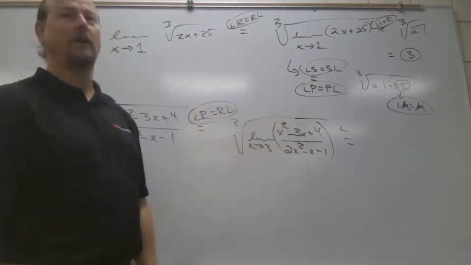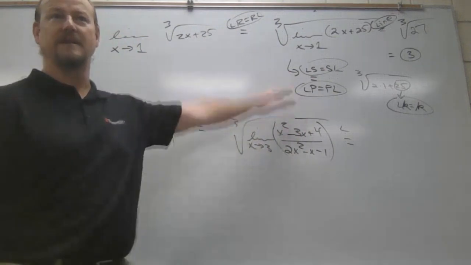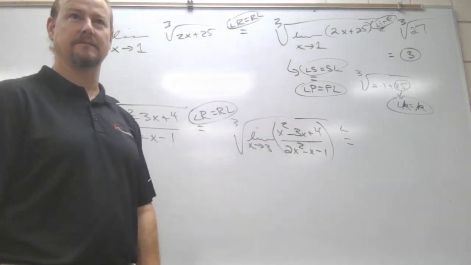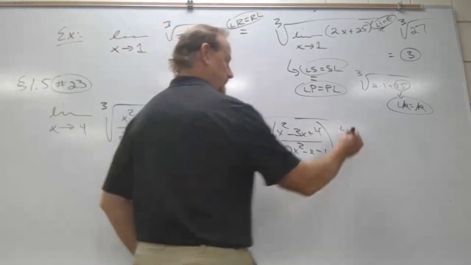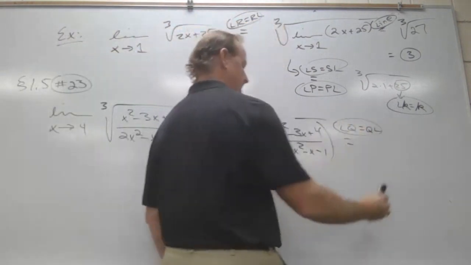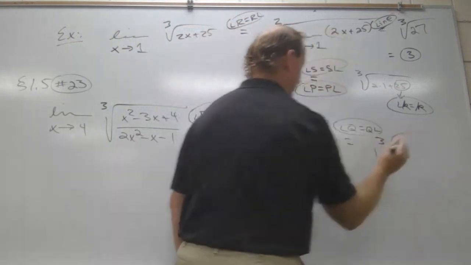What kind of problem is that overall? You've got something on top, something on the bottom. It's division. So which one do you think we should use? Limit of the quotient is the quotient of the limits. Good. All right, so this is going to be the cube root of what?